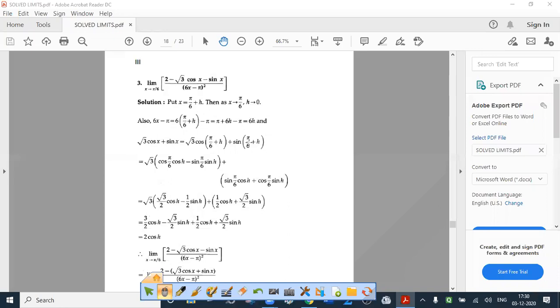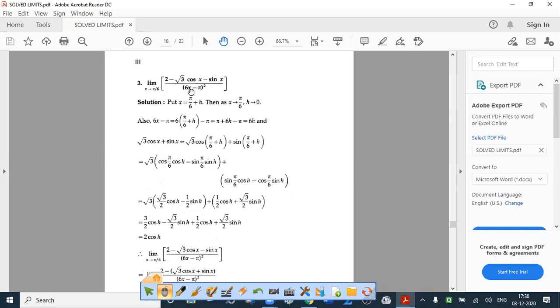Actually, these two sums, third and fifth, were given for homework, but let us discuss those sums. Third one: limit x tends to pi by 6, (2 minus root 3 cos x minus sin x) upon (6x minus pi) whole square. Obviously, you have to put x equal to pi by 6 plus h. As x tends to pi by 6, h will tend to 0. So 6x minus pi on simplification becomes simply 6h.